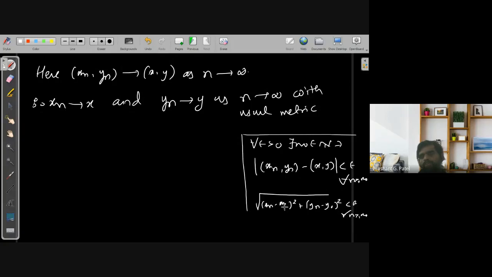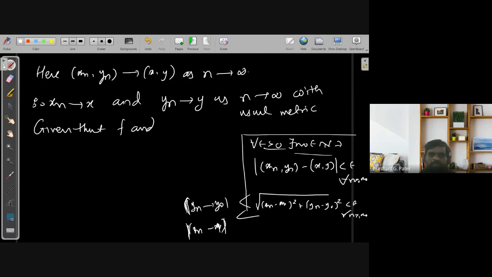But what does this square root mean? Can I say that the modulus of xn minus x0 is less than this quantity, and similarly the modulus of yn minus y0 is less than this quantity? So we can say that for every given epsilon greater than 0 there exists n0 such that the modulus of xn minus x is less than epsilon and the modulus of yn minus y is less than epsilon for every n greater than or equal to n0. So we'll have this.